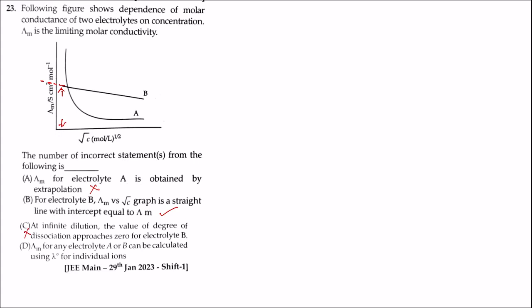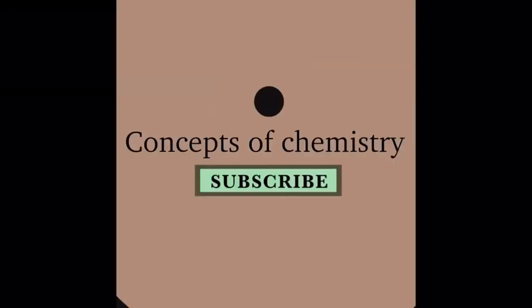Correct? Applying Kohlrausch's law, if lambda m for NaCl has to be calculated, then lambda naught for Na plus ion plus lambda naught for Cl minus ion will give lambda naught for NaCl. And using this, the conductivity at a given concentration can be calculated. So statement A is wrong, statement C is wrong, statement B is correct, statement D is correct. So number of incorrect statements from the following is 2.